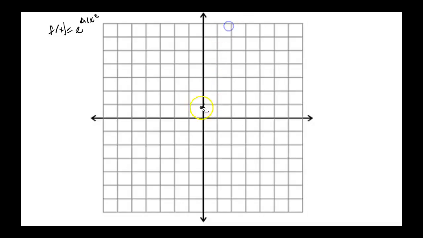Okay. e to the 0 would be 1. e to the 0 is 1. Okay. e to the 0.1. It just looks like a really big wide parabola. Well, not a parabola, but yeah, it's what an exponential looks like. So what is e to the 0.1? That would be 1.1. So something maybe like that.